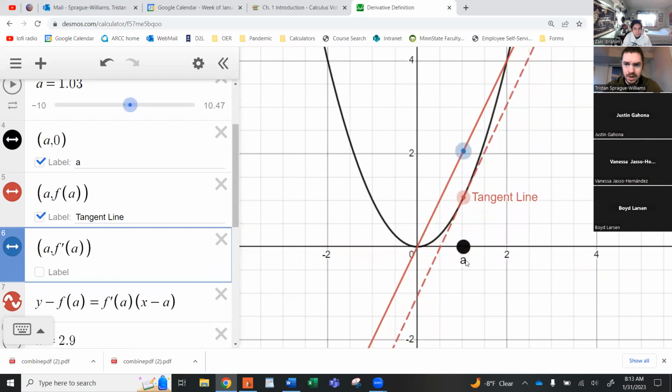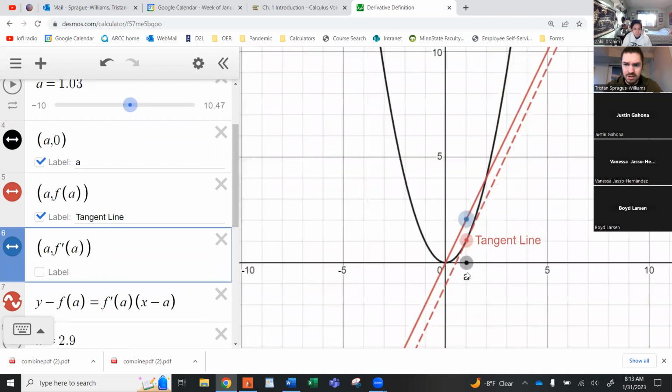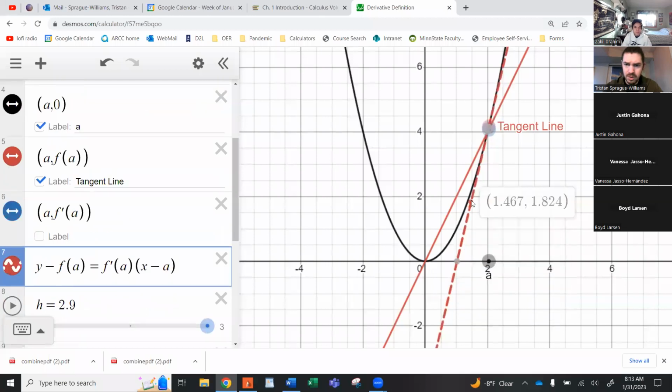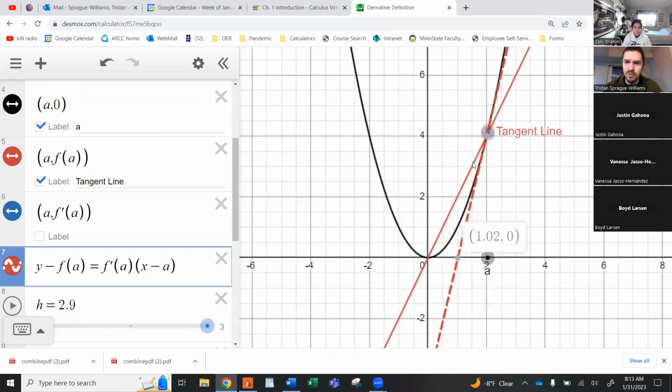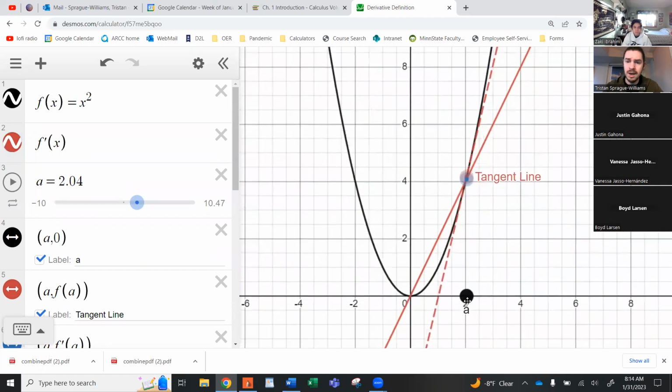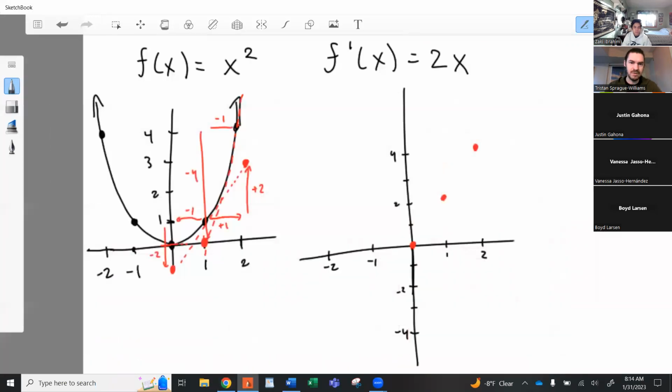Then when we get to x equals 1, we have this slope of 2, and we have a point right here on the graph of the derivative at height 2. When we get to x equals 2, now we have a tangent line with a slope of 4. And on the graph of the derivative, the point has a height of 4, and so on. Okay, so that's this connection between the two graphs.